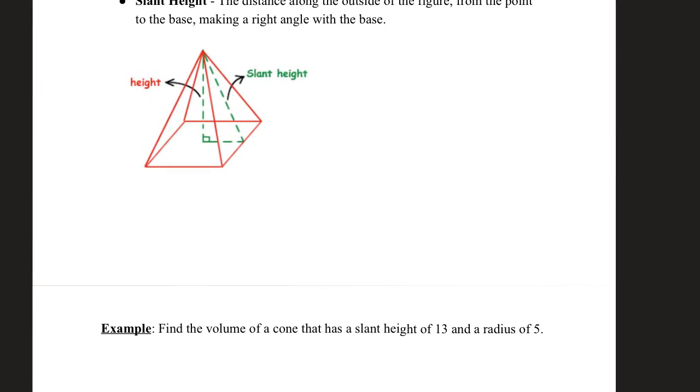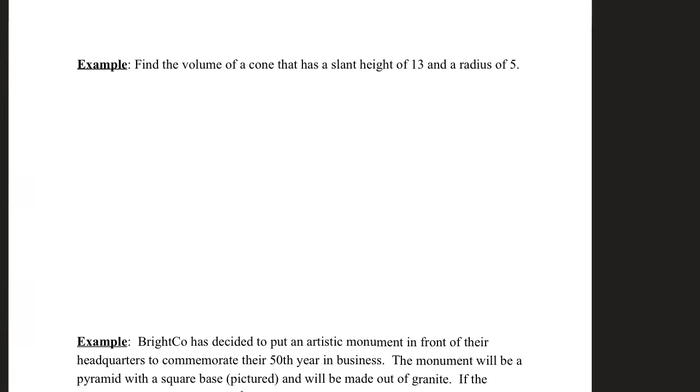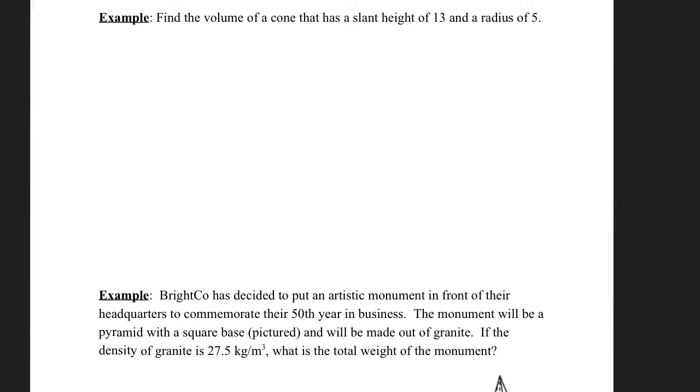So let's take a look at some examples. So we need to find the volume of a cone. So let's just draw ourselves a little cone here. A circle, up to a point. There we go. It has a slant height. So that's going to be this guy on the outside over here. Slant height of 13. And we have a radius of 5. And this guy is 5.